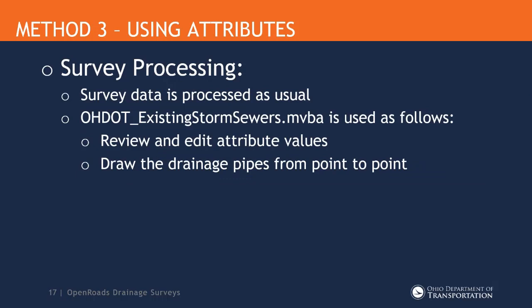So the survey data is processed as usual using Open Road Survey. And then after processing, we'll use the existing storm sewers VBA to review and edit those attributes, and then to draw the drainage pipes from point to point. So I think the next slide is probably the video for that.